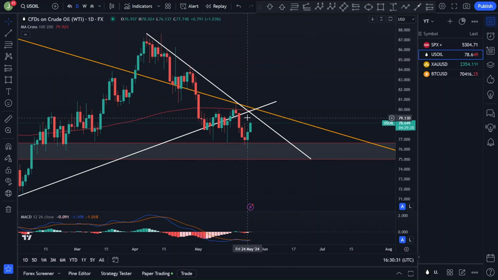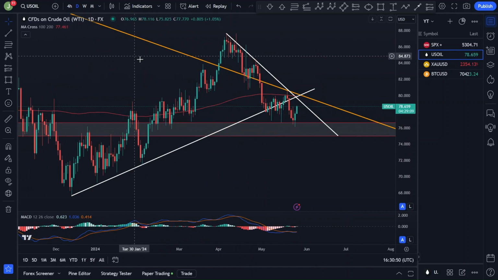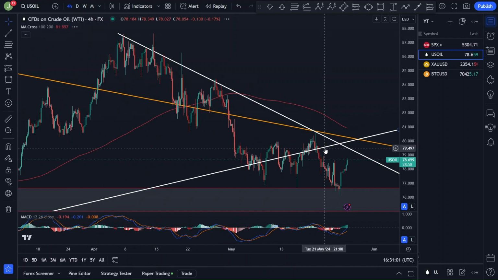My view is that if we see a break above this daily downtrend line and a retest and a break again, that would be the sign for me that the bearish market is over in US oil, and then we start a pretty significant new bull run. That would also be the moment for me to go long in US oil with some of my portfolio, but I would inform you about that.